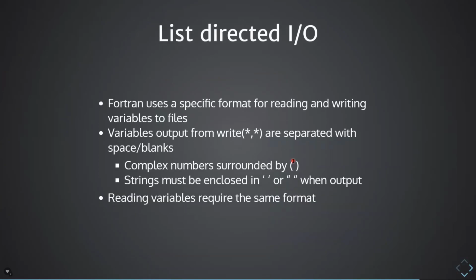So finally, we'll look at some of the more advanced I/O operations you can do. So we already went through text operations, reading and writing from text files. There are some standards here. So when you write data to the screen or to a file, complex numbers will be surrounded by parentheses. Strings must be enclosed by quotes when output, and you need to specify the same format when you want to read the data again.